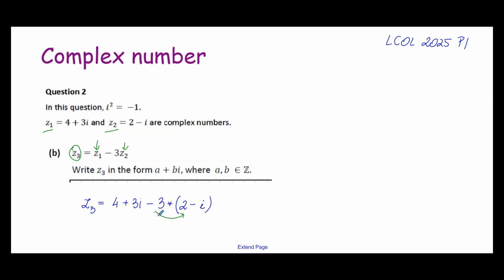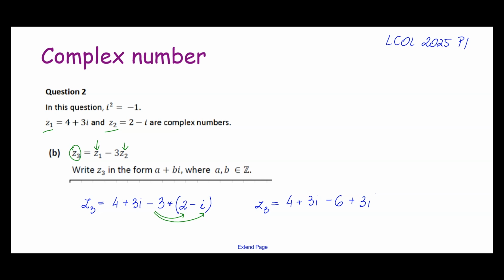We need to get rid of the bracket, so we multiply the bracket by minus 3, so our z3 will equal, we copy 4 plus 3i, and now we do the multiplication. Minus 3 by 2 will be minus 6, and minus 3 by minus i will be plus 3i.